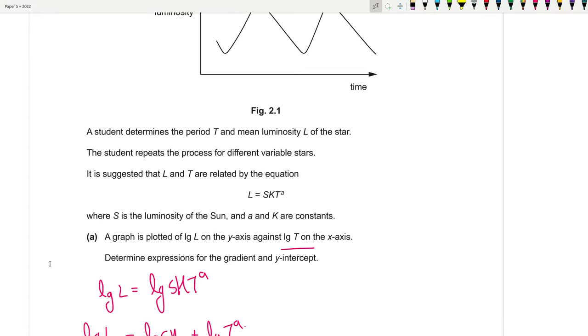So this is the analysis. Log L is equal to log SK plus log T to the power A, or log L is equal to A log T plus log SK, where A is the gradient and log SK is our y-intercept. Okay, so let's begin.